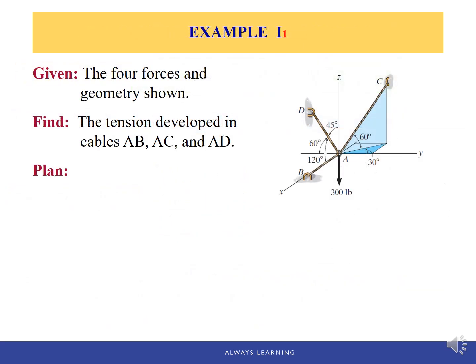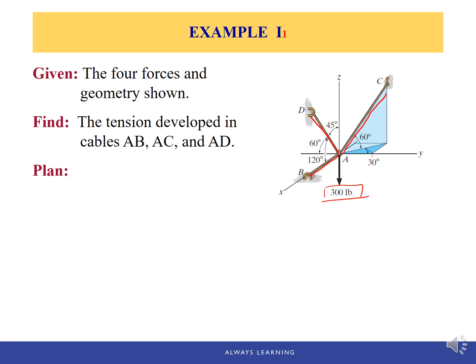Let's see one example. We have the assembly shown to the right, and the four forces and geometry are shown. Now we're looking for the tension developed in cables AB, AD, and AC. And we have one given force, a 300-pound force, pulling down at point A.